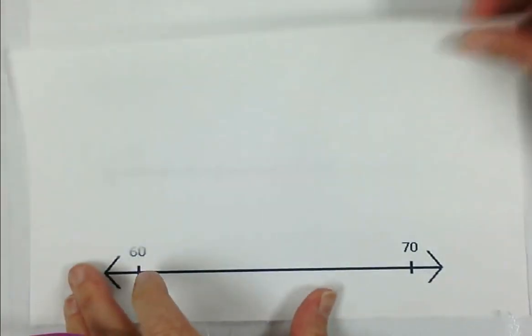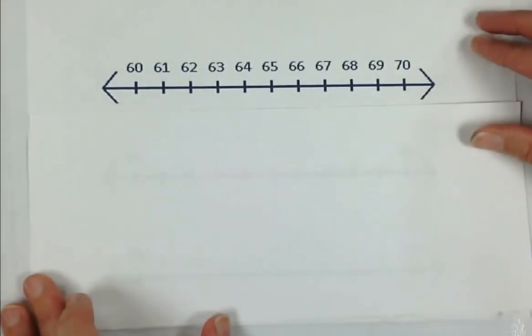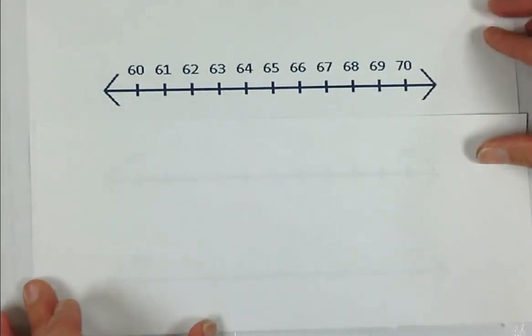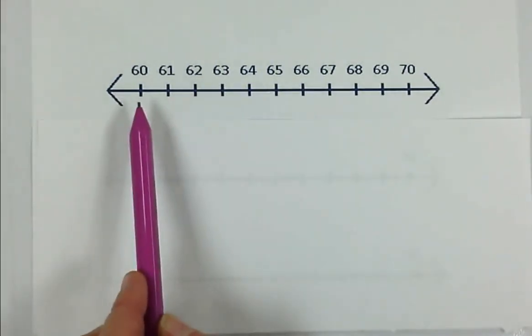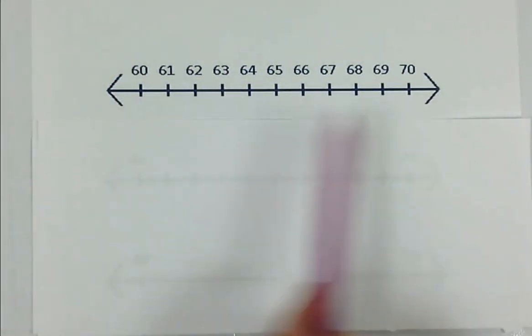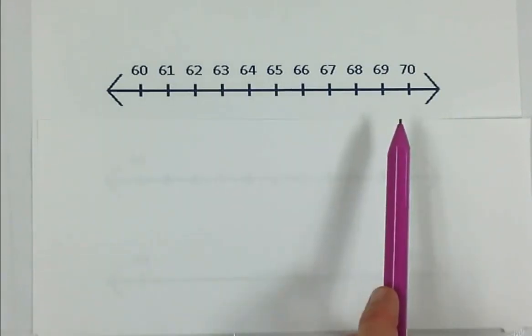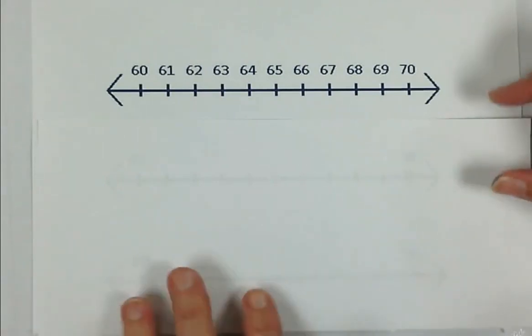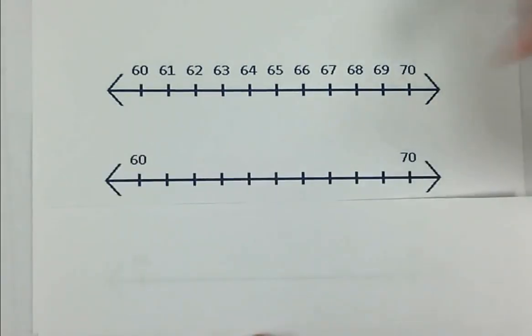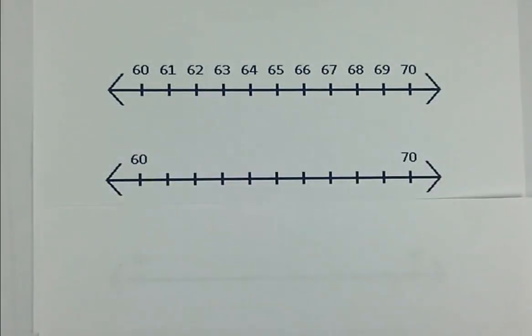And the way we're going to do that is we're going to start with a number line that they're familiar with. So a number line in which all the numbers are filled in. Here we still have the boundary numbers, 60 and 70, but all the numbers are in between. And so that's what they're most familiar with, right? Then we want to remove the numbers, but keep the tick marks.